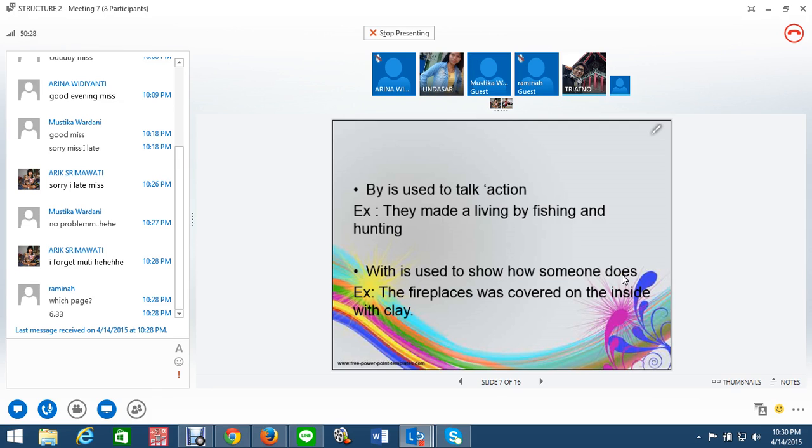So you cannot say that the fireplaces was covered on the inside by clay. You cannot say that. It should be with clay.